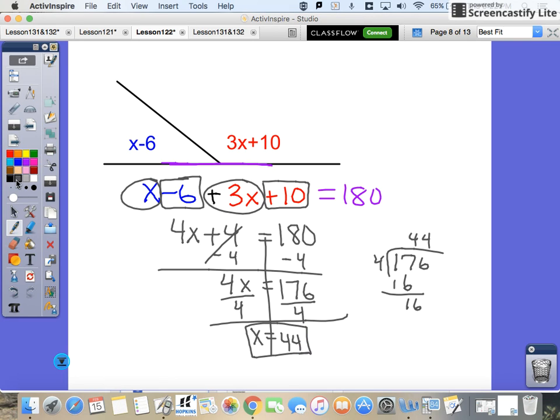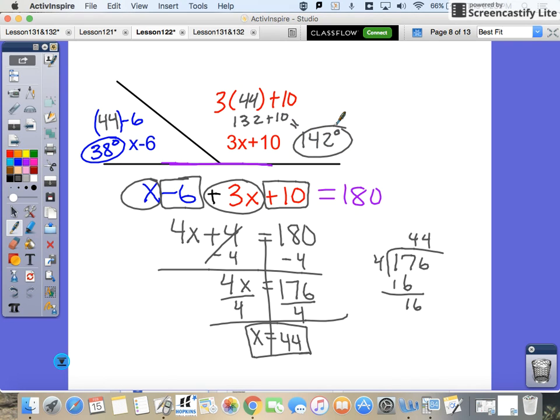So what we have to do up top is we need to go 44 minus 6, which is 38 degrees. Then we need to do 3 times x plus 10, and x is 44. 3 times 44 is 132, plus 10 is 142. If you check, 142 plus 38 is 180, so we're good to go.